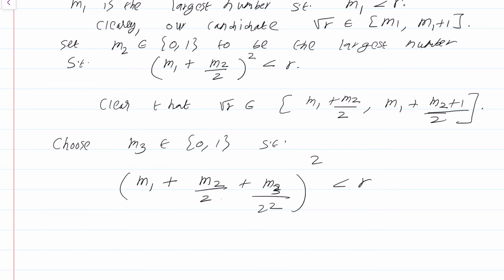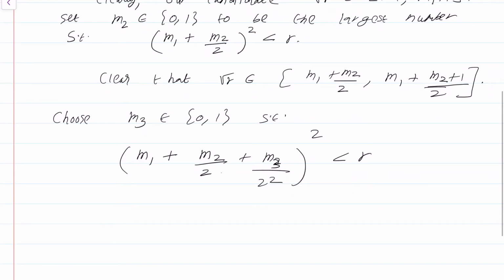It can happen that m3 is 2, so I am specifically restricting it to m3 in {0, 1} just so that it fits in line with what I said about binary expansions. So (m1 + m2/2 + m3/2²)², the whole square, is less than r. Choose m3 like this. Fine.